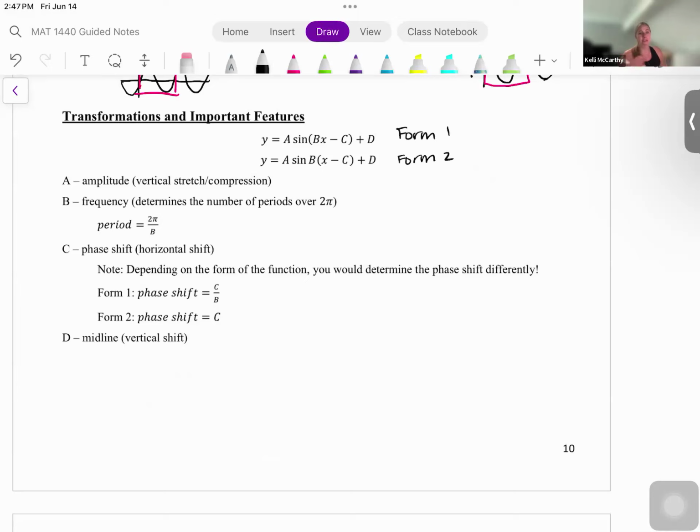Now, the main difference between these two forms is how we identify our horizontal shift. So let's start identifying these. First, we'll talk about amplitude. That coefficient out front is going to give us our amplitude.